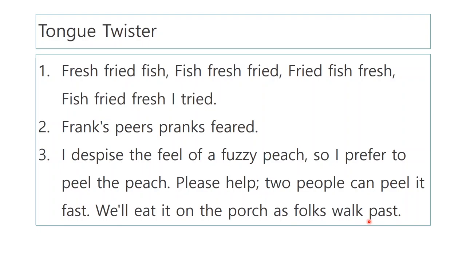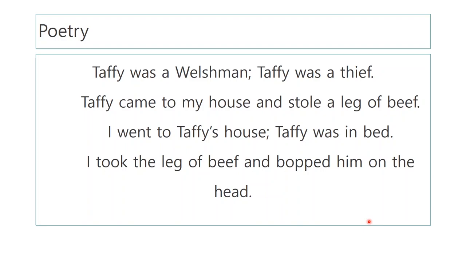And here's a bit of poetry to help us practice. Taffy was a Welshman. Taffy was a thief. Taffy came to my house and stole a leg of beef. I went to Taffy's house. Taffy was in bed. I took a leg of beef and bopped him on the head.